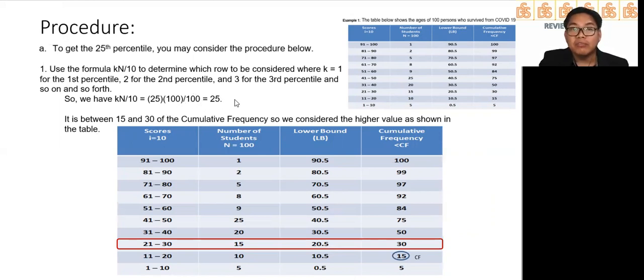You will get 25. Now, after getting 25, when you look at the cumulative frequency, it is between 15 and 30. If it is between 15 and 30, we box the higher value, because this has an important role in our formula. Now that we have made a box here and a circle in the cumulative frequency, let's see how we're going to solve for the 25th percentile.